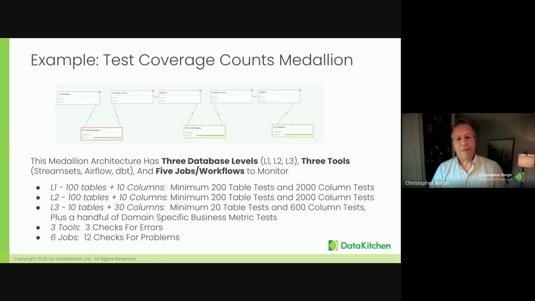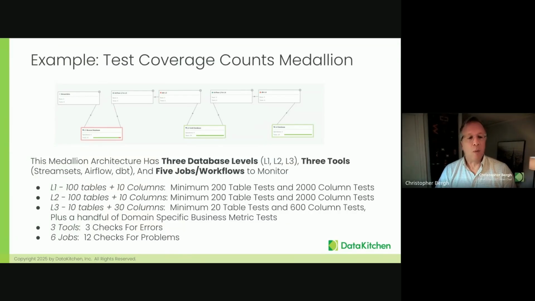If you think about it, there's 3 database levels, L1, L2, L3. There's 3 tools, StreamSets, Airflow, and dbt. And then there's 5 jobs to monitor, right? Let's take an example. Let's say L1 has 100 tables with 10 columns per table. So you have a minimum of 200 table tests and 2,000 column tests.